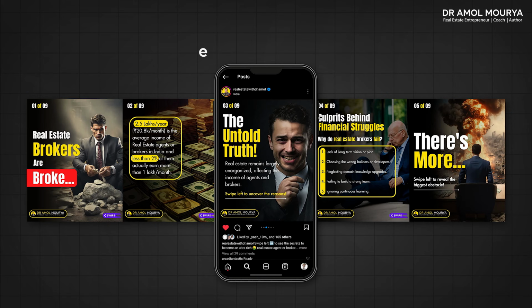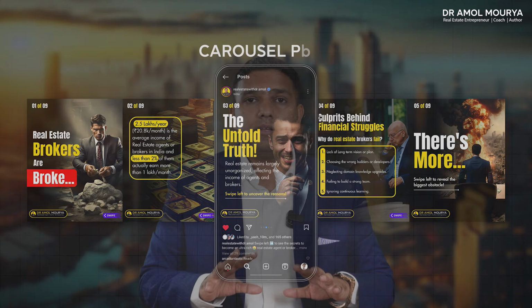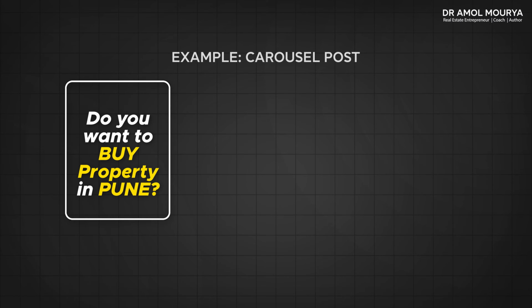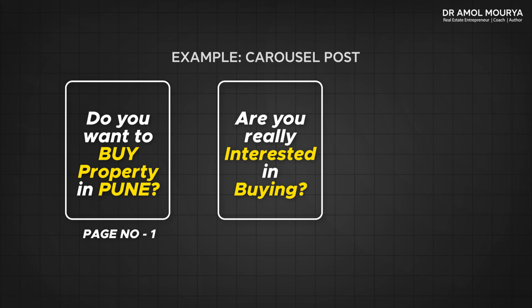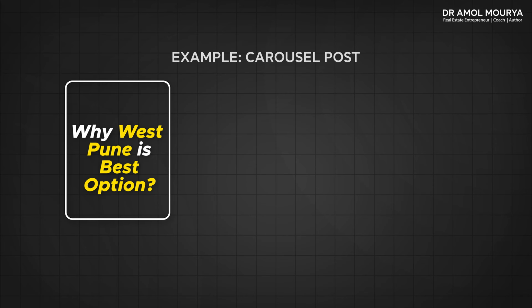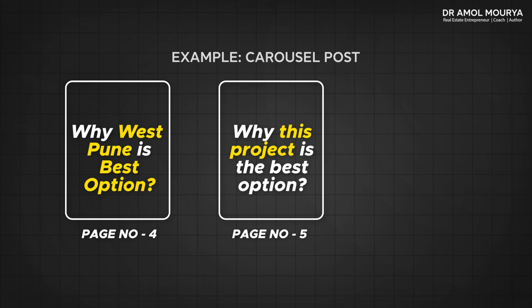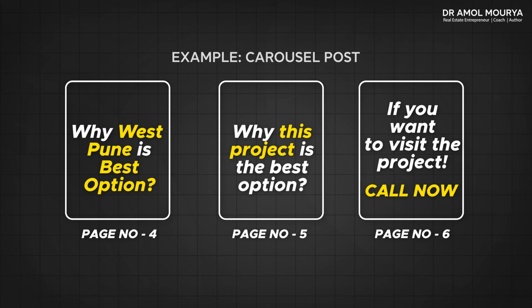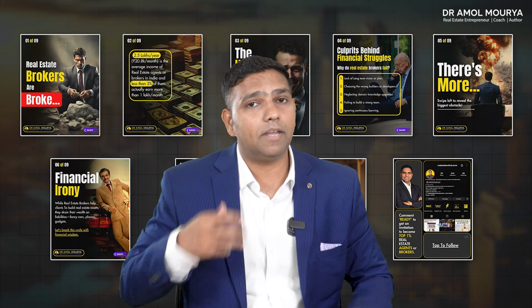Second, the most important thing I have told is carousels. A carousel is a 4-step, 5-step kind of slides where you add those slides in a sequence. Do you want to buy a property in, suppose, Pune? Point number 1: are you really interested in buying? Second slide: I have 3 options for you: East Pune, West Pune, North Pune, XYZ. Why is West Pune the best option? And the 5th slide is why this project is the best option. If you want to visit the project, call now. This is the way you can make carousels related to your particular project.